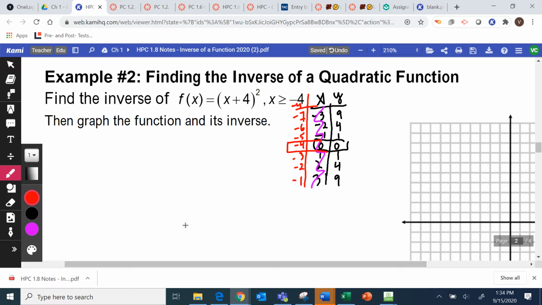If you're just picking random numbers and plugging them in, you can't always find where the vertex is, or the point of inflection, or whatever. It's an important piece of information. You need to know where the center of that parabola is.